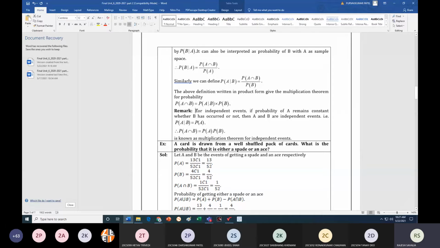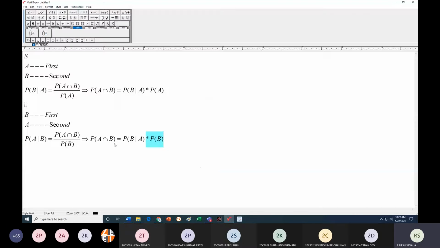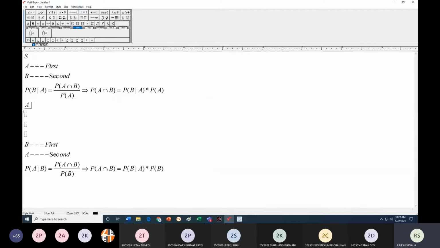Remark. If A and B are independent events, then look at it. If A and B are independent events, then P of A intersection B, the joint probability of A and B, says P of A into P of B.